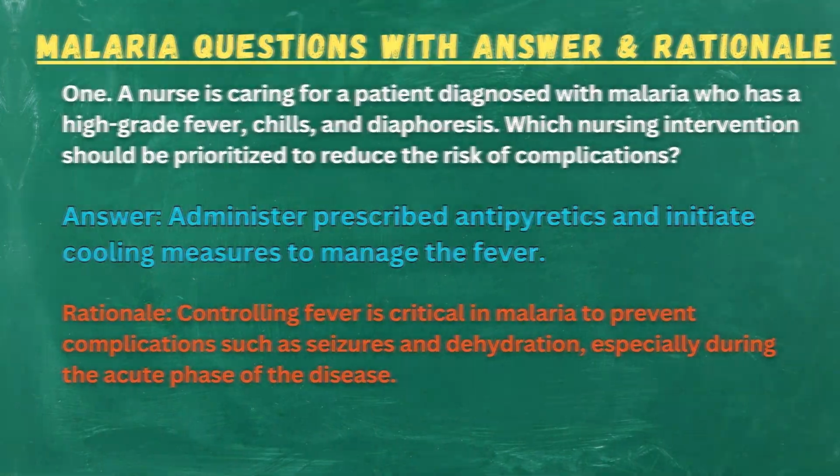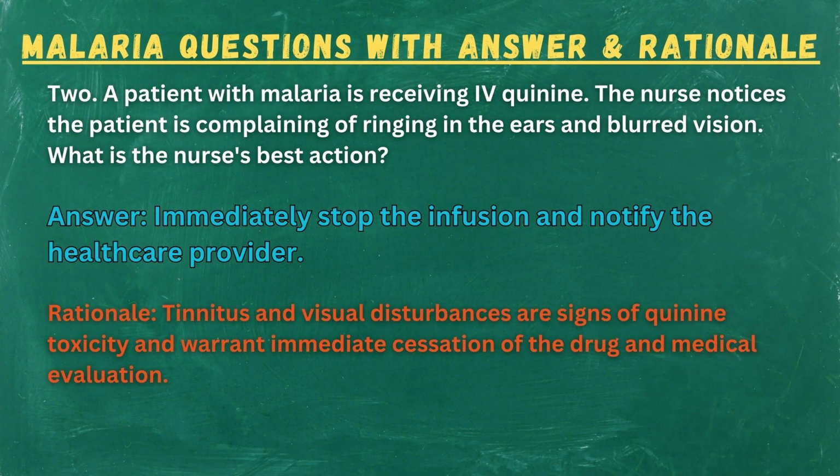2. A patient with malaria is receiving quinine. The nurse notices the patient is complaining of ringing in the ears and blurred vision. What is the nurse's best action? Answer: Immediately stop the infusion and notify the healthcare provider. Rationale: Tinnitus and visual disturbances are signs of quinine toxicity and warrant immediate cessation of the drug and medical evaluation.